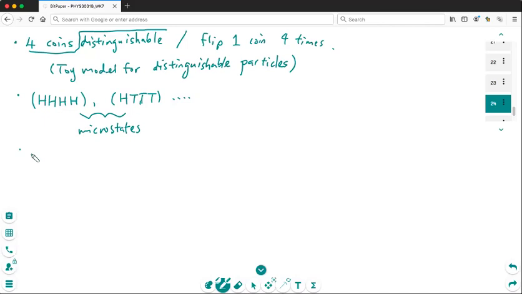And this one you must be able to do. Total number of microstates. Now, when I flip it the first time, I can have either head or tail. And likewise, it's an independent event. So the second time, I will have 2 different outcomes. So in total, I will have 2 to the 4, which is 16. So this is the total number of microstates.